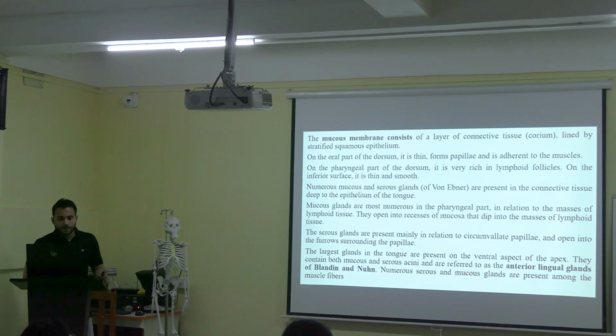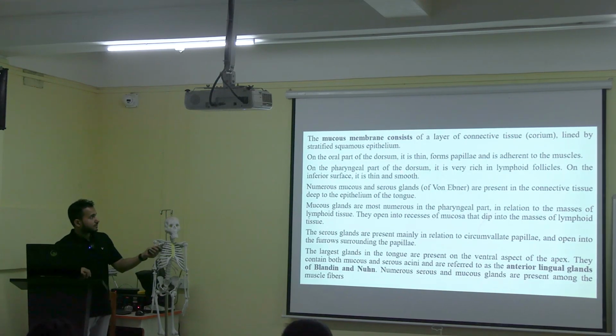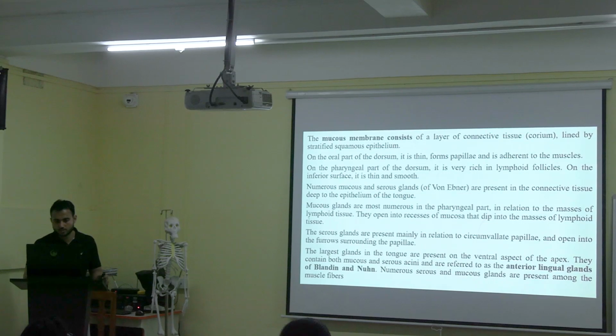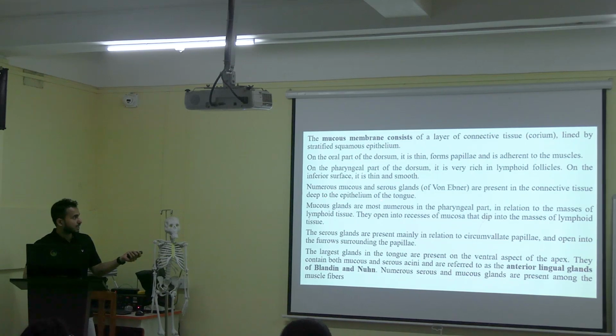Now the pharyngeal part of the dorsum of the tongue is very rich in lymphoid follicles. On the inferior surface it is thin and smooth, where the papillae are absent. Next, numerous mucous glands and serous glands are present in the connective tissue deep to the epithelium of the tongue, and those are also called von Ebner's glands.